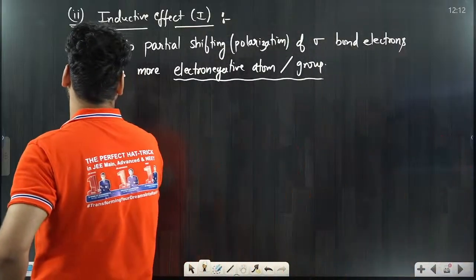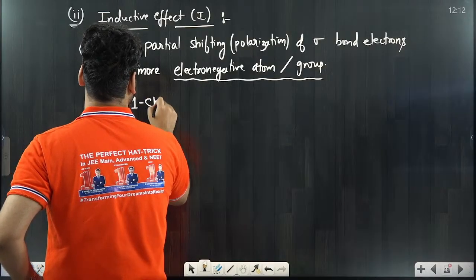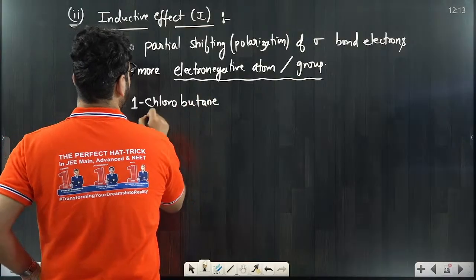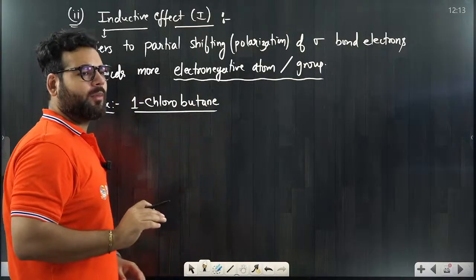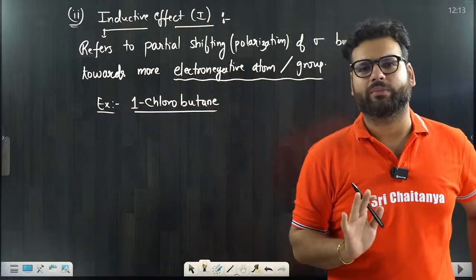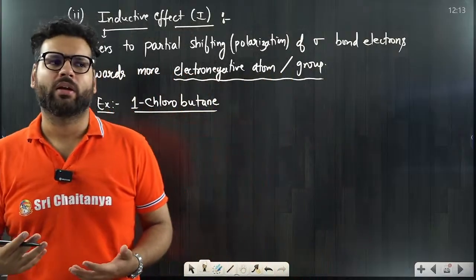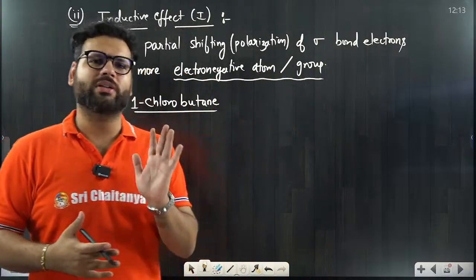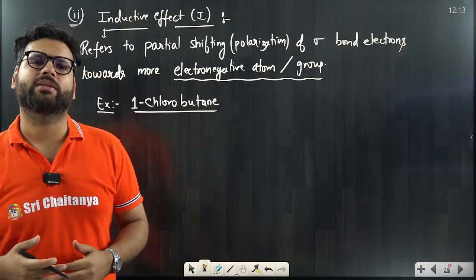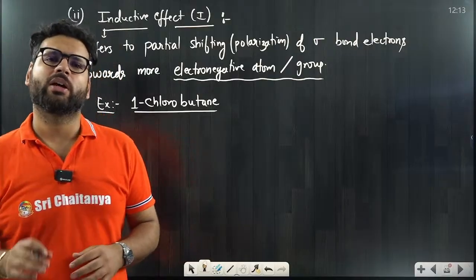For example, let me take the example of 1-chlorobutane. Apart from alkanes, inductive effect is everywhere. Alkanes do not have inductive effect because everything is carbon. Then where is the difference in electronegativity? So in alkanes, you will not see any inductive effect. But in any other functional group, alkenes, alkynes, haloalkanes, alcohols, phenols, you will see inductive effect.